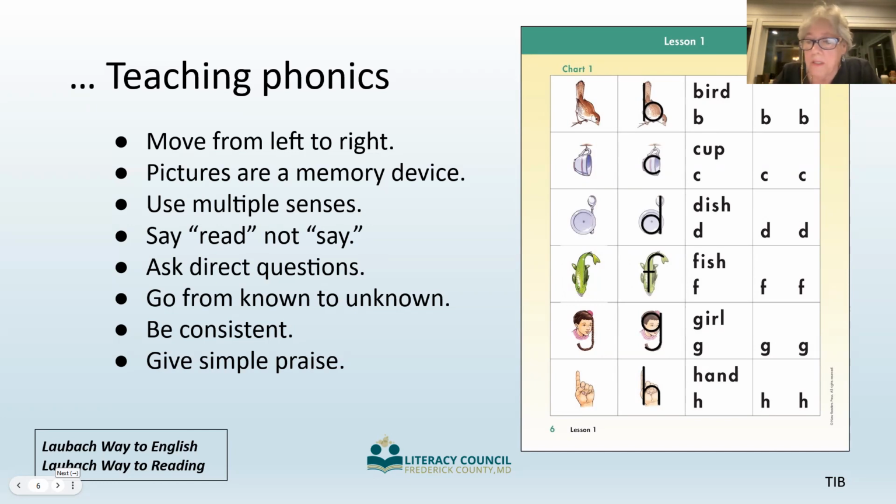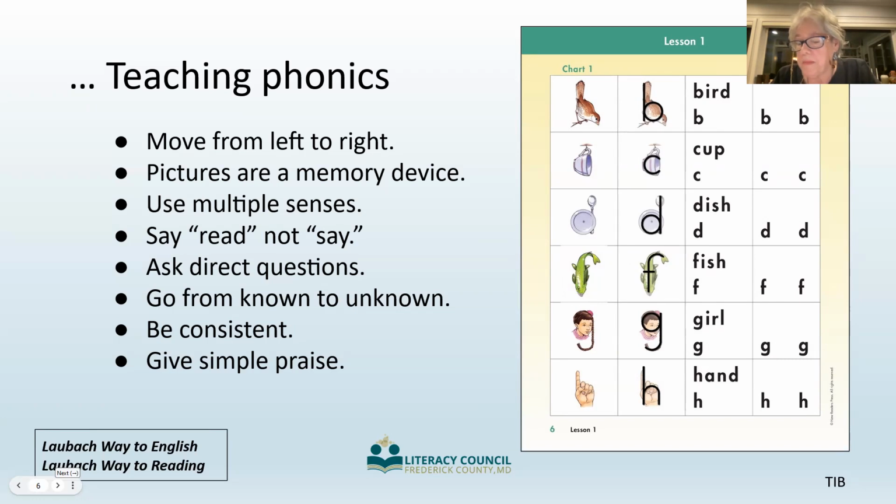Ask direct questions. What is the sound of this letter? Rather than indirect questions like the sound of this letter is fill in the blank. Indirect questions can be confusing for a student. Direct questions are easier for them to understand.